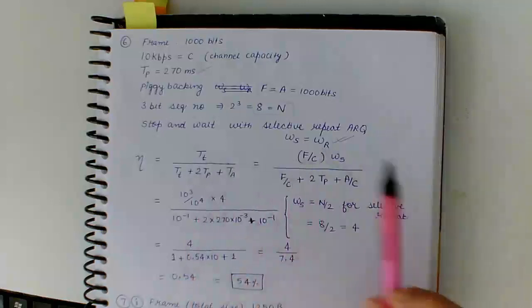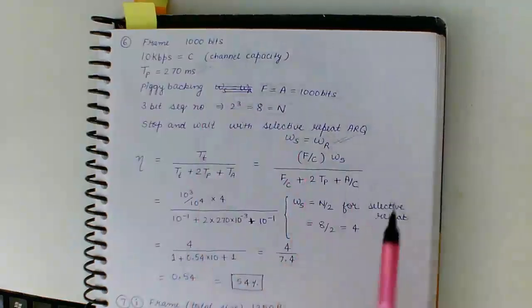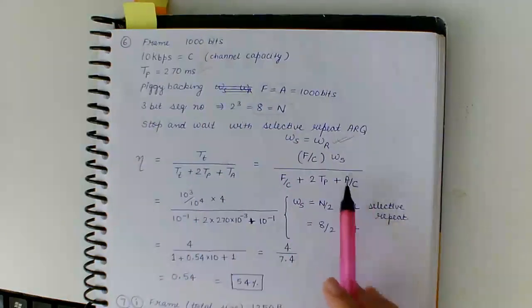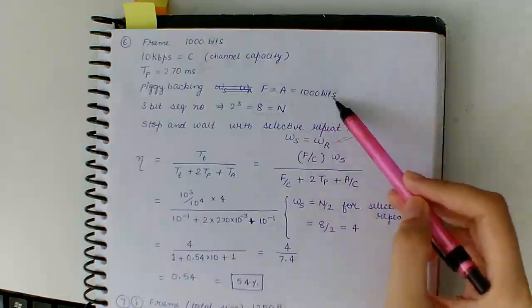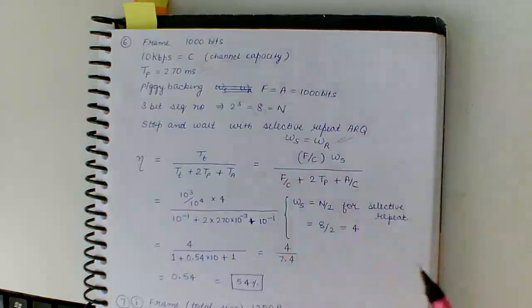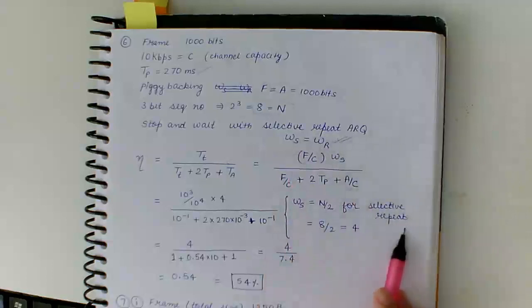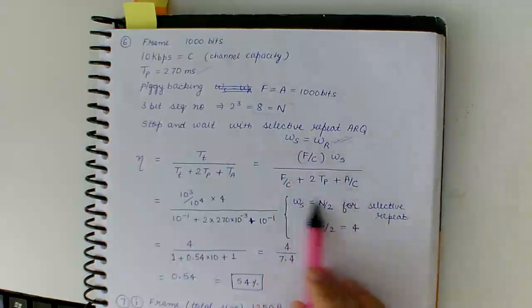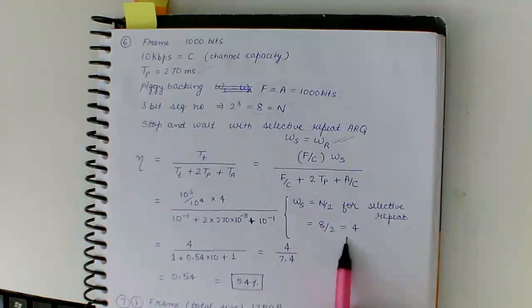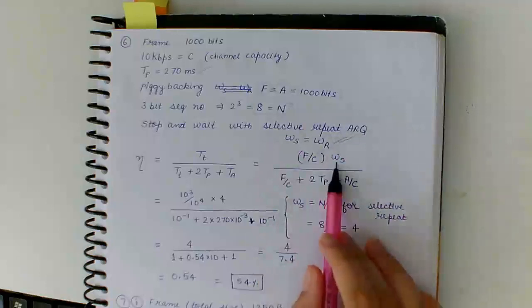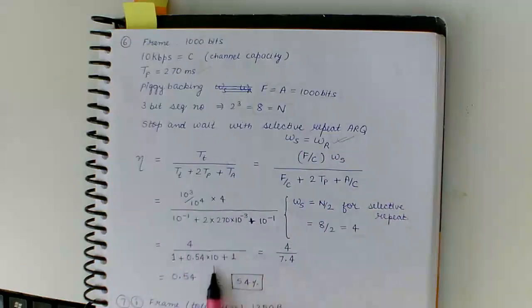Transmission time is F by C, that is the size of the frame divided by the capacity of the channel. The same for acknowledgement frame, which is the size of the acknowledgement frame divided by the channel capacity. And as selective repeat is used, the window size is n by 2, which in this case is 8 by 2, which gives us 4. So we replace sender window size by 4 and we solve this to get 0.54. As the efficiency is 0.54, the channel utilization turns out to be 54%.